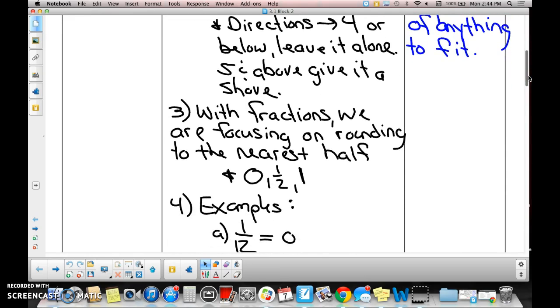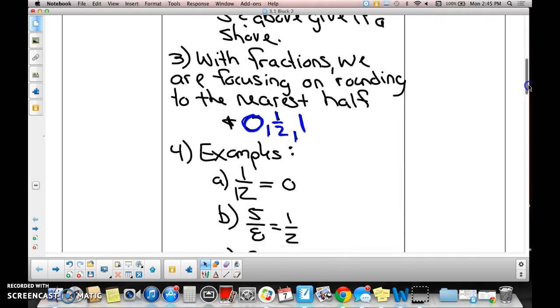With fractions, we are focusing on rounding to the nearest half. So anytime we're dealing with a fraction, any number less than 1, which is what we're calling a fraction, we're rounding it to the nearest whole number, we're rounding it to a half, or we're rounding it to the next one up. Yes or no? Yes. Okay, so whatever it's closest to is what we're rounding it to. So again, we're rounding it to the nearest whole number, 0 or 1, or we're going right in the middle, which is 1/2.